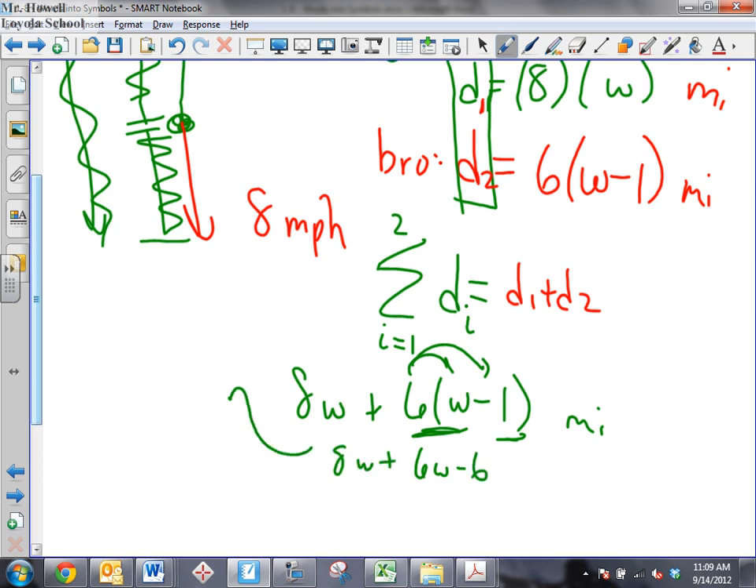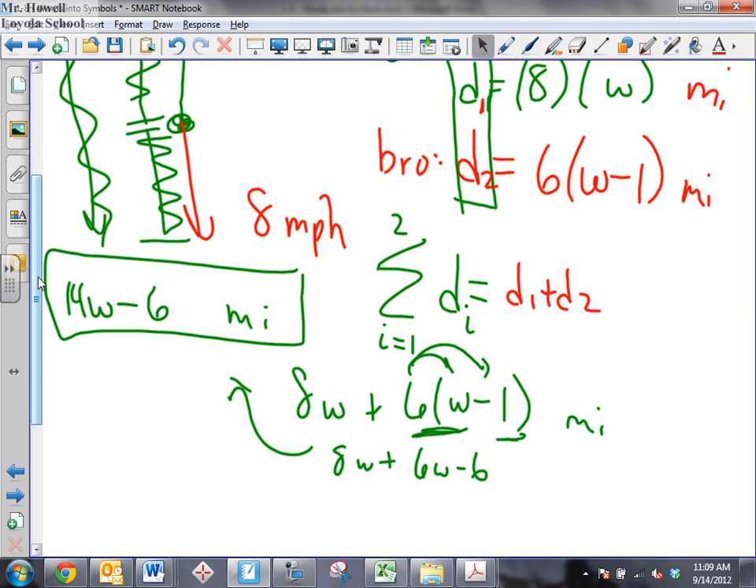Thus, our answer will be 14W minus 6 units of miles. Now, before we go on to the next example, let's make sense of this answer. First, notice you have a 14. And if you think about it, 14 is the sum of your rates. One rate was 6, one rate was 8. So really what's happening is, if you go in opposite directions, the rates are really combined because you're moving apart.